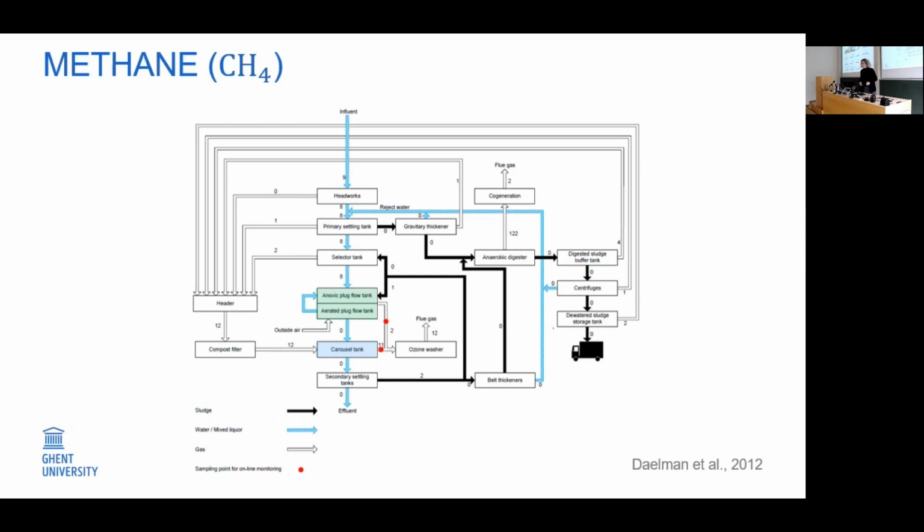And while everybody was starting to do measurements to quantify N2O, we also looked at methane. And we looked at this same plant. Here you have the process scheme, and in color you see the biological reactors. The green reactors are plug flow reactors, and the blue reactor is a carousel reactor. All units were covered, also these biological reactors.